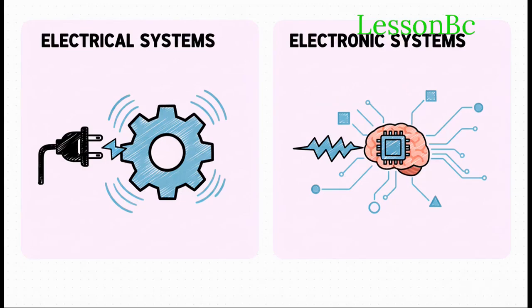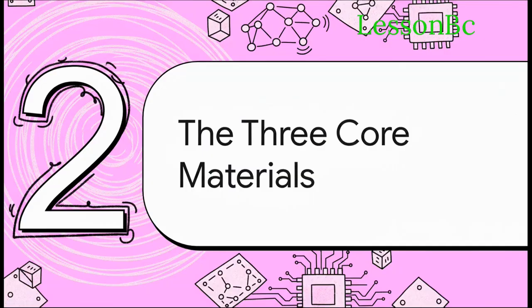So if you remember one thing, it's this. Electrical systems just convert energy to do a physical task. Think power. Electronic systems, on the other hand, intelligently regulate that energy to do sophisticated things, to basically make decisions. Think control and signals. Now, how is this kind of intricate control even possible? I mean, how can we manipulate energy with that much precision? Well, it all comes down to the fundamental properties of the materials we choose to use.